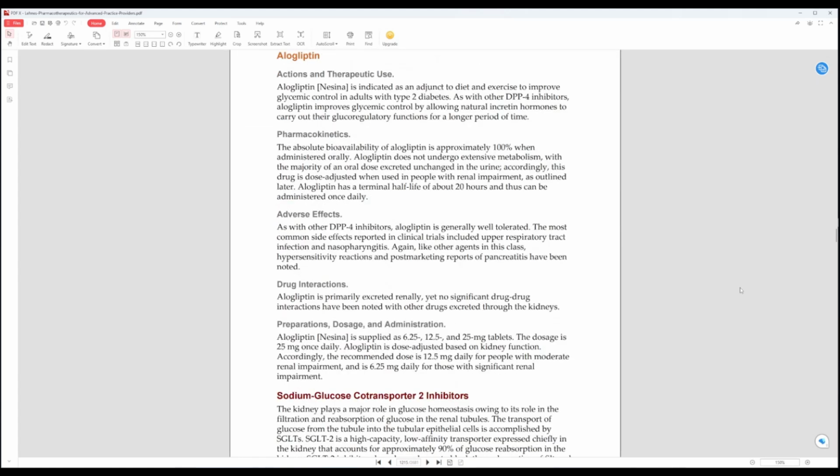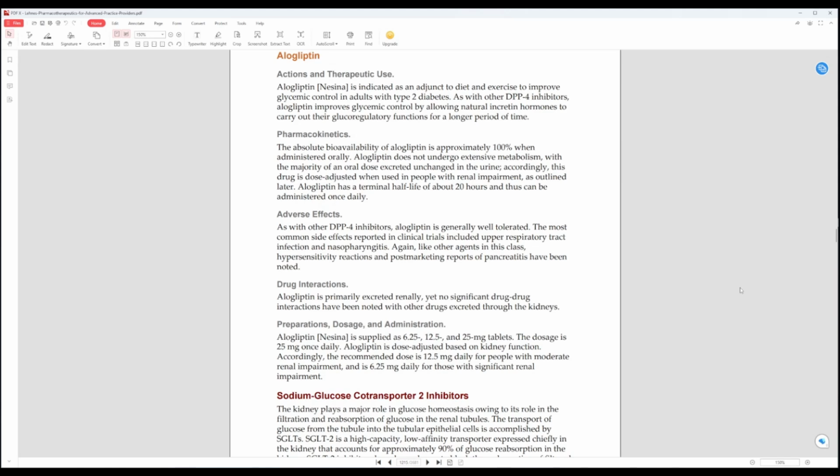Alogliptin. Alogliptin, or Nesina, is indicated as an adjunct to diet and exercise to improve glycemic control in adults with type 2 diabetes. Again, as with other DPP4 inhibitors, alogliptin improves glycemic control by allowing natural incretin hormones to carry out the glucoregulatory function for a longer period of time.